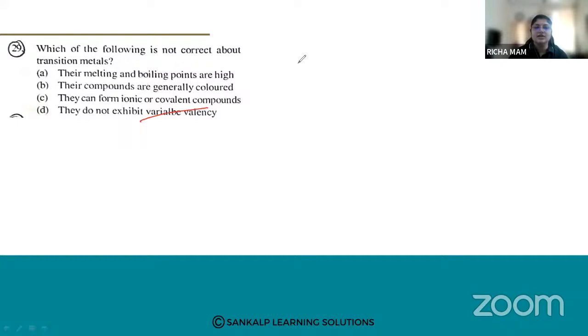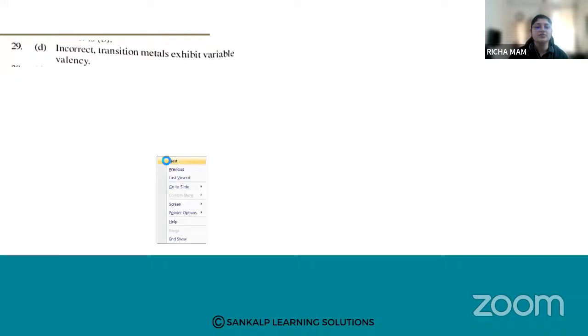Aishu, Shiv Ganga, and Triveni, your answers are right. Option D: they do not exhibit variable oxidation state. Yes, Sita, your answer is also correct. It is D. They do exhibit variable oxidation state, so they have that unique property, and the other properties are correct. Saying they do not exhibit variable oxidation state or variable valency is a wrong statement. Okay. Let us go for the next one.